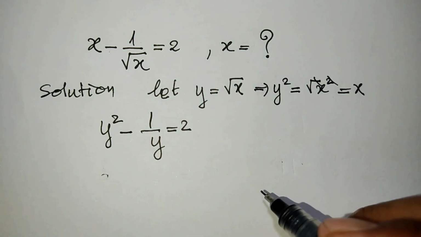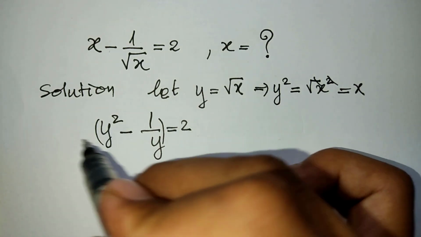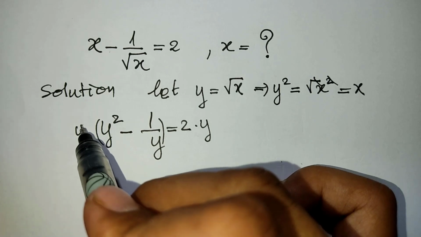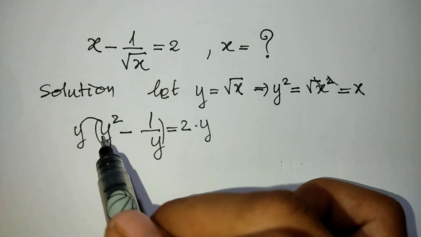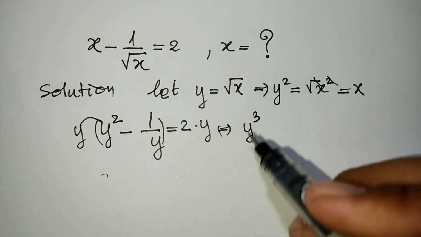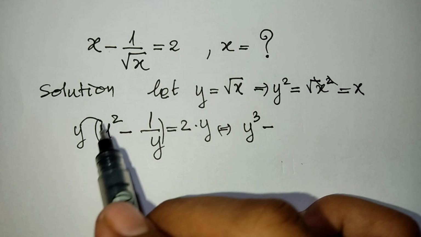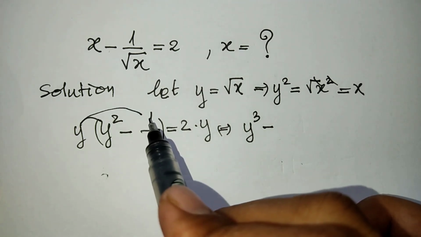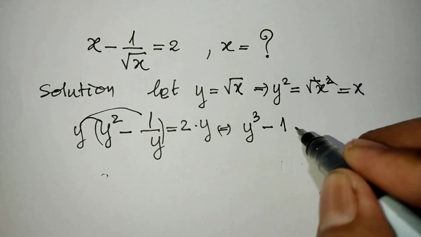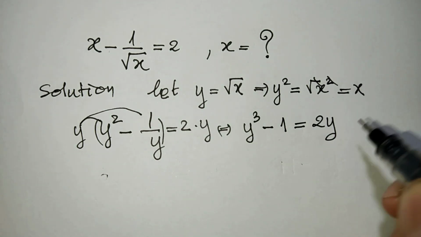And then we multiply both sides of this equation by y. So here is times y. We multiply y times y squared, we get y power 3. And minus y times 1, we get y. And y divided by y, we get 1. Equal 2 times y equal to y.